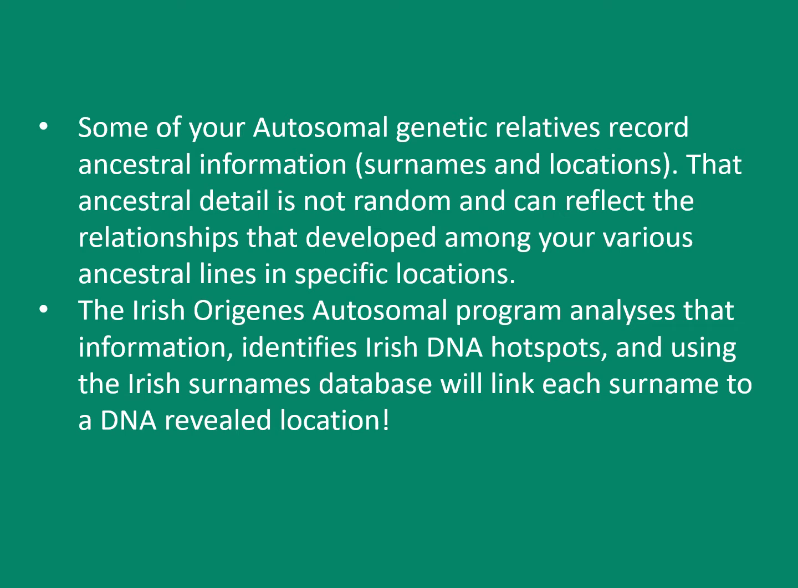So if you look at your 23andMe results, what you notice is that some of your autosomal genetic relatives record ancestral information, as in surnames and locations. That ancestral detail is not random and can reflect the relationships that developed among your various Irish ancestral lines in specific locations within Ireland. What the Irish Origins Autosomal Program does is it analyzes that information, it identifies DNA hotspots within Ireland, and it then links your Irish surname with a DNA revealed location.